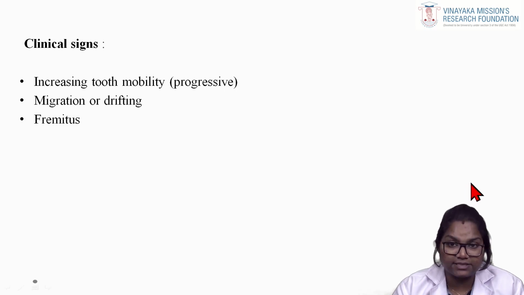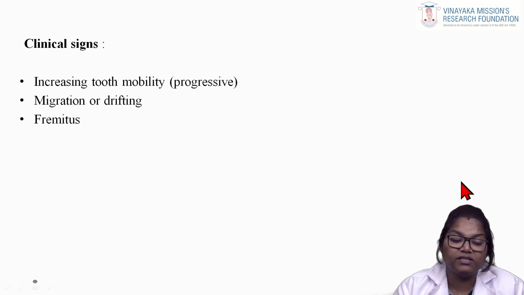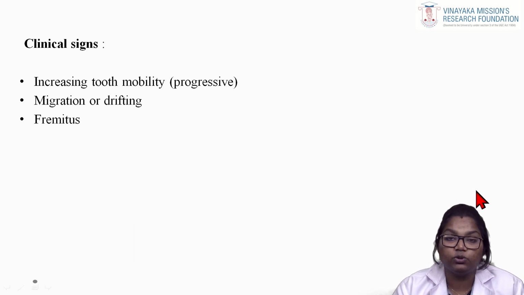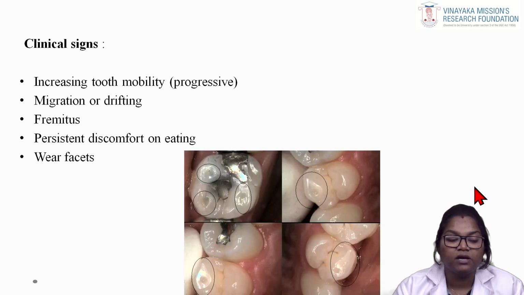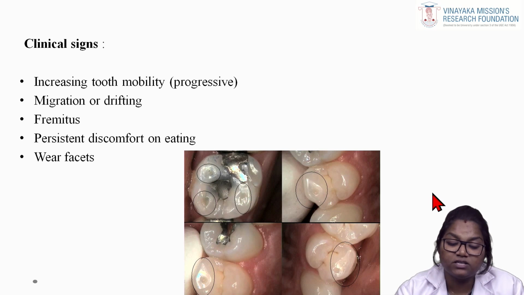Next is your fremitus test. As we all know, the fremitus test is to check whether the mobility is seen with the naked eye or not. Next is persistent discomfort on eating. Then you have your wear facets in your posterior teeth and your premolars.